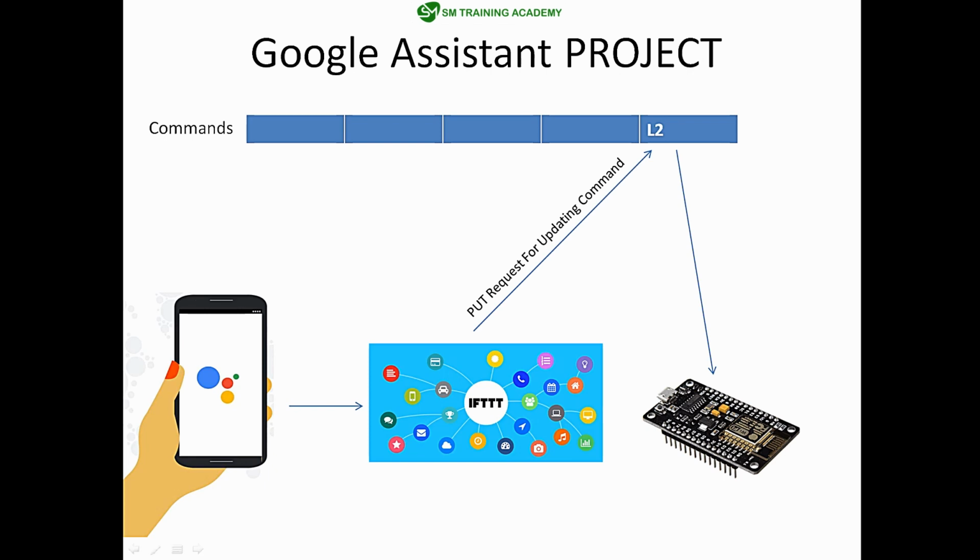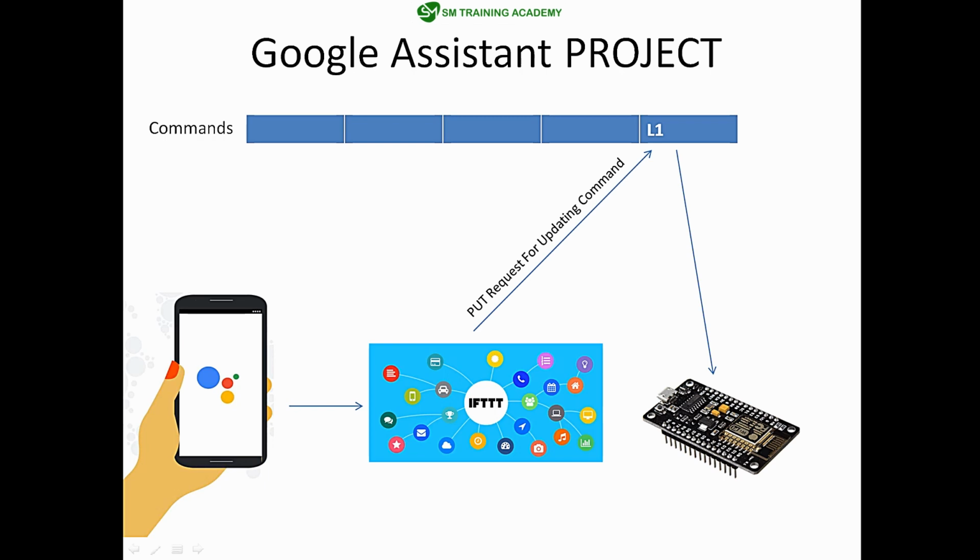Regarding the transmitter part, we are going to use the Google Assistant mobile application as the transmitter. We are going to configure this Google Assistant with another web service called IFTTT. In this IFTTT, we are going to configure two web requests. One is for turning on the LED and another one is for turning off the LED. That is, if I say turn on the light in the Google Assistant, I will be configuring IFTTT for sending a PUT request for updating the command L1 to this TalkBack queue.